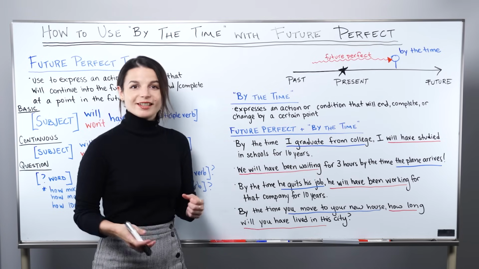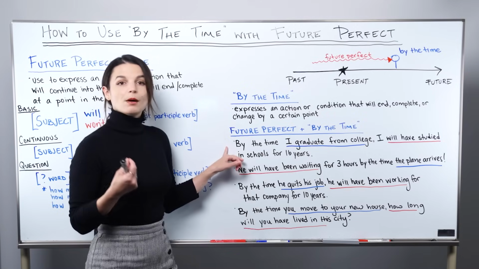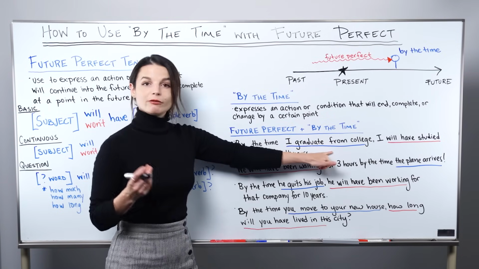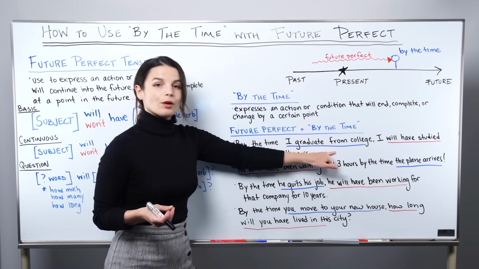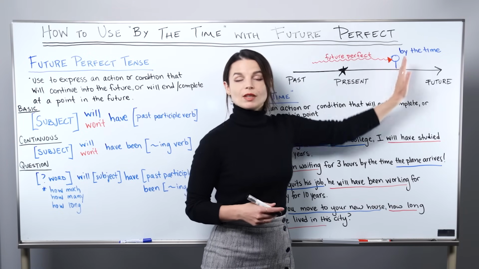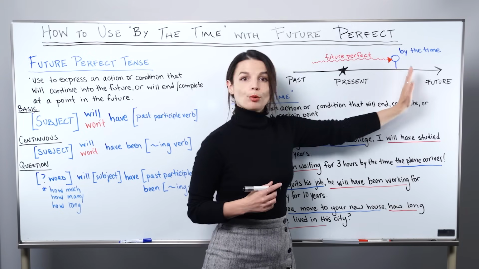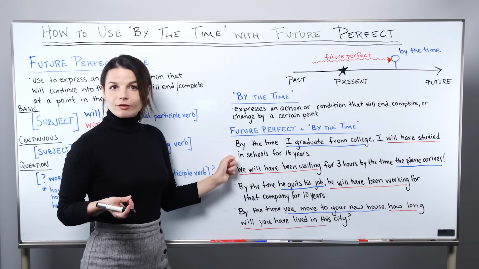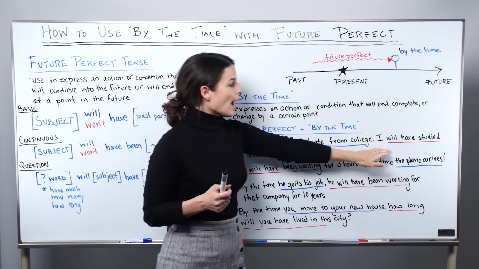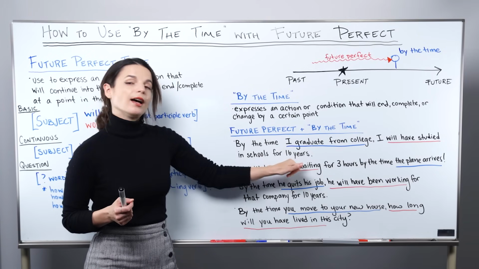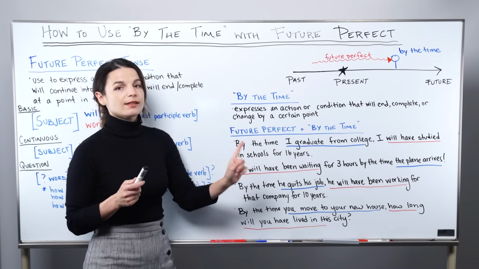So let's break this sentence down. First, we have the by the time expression. So here, by the time I graduate from college. So this point, graduating from college, is our key point in the future. This is a future moment, a future point in time here. Then our future perfect portion is this. I will have studied in schools for 16 years.